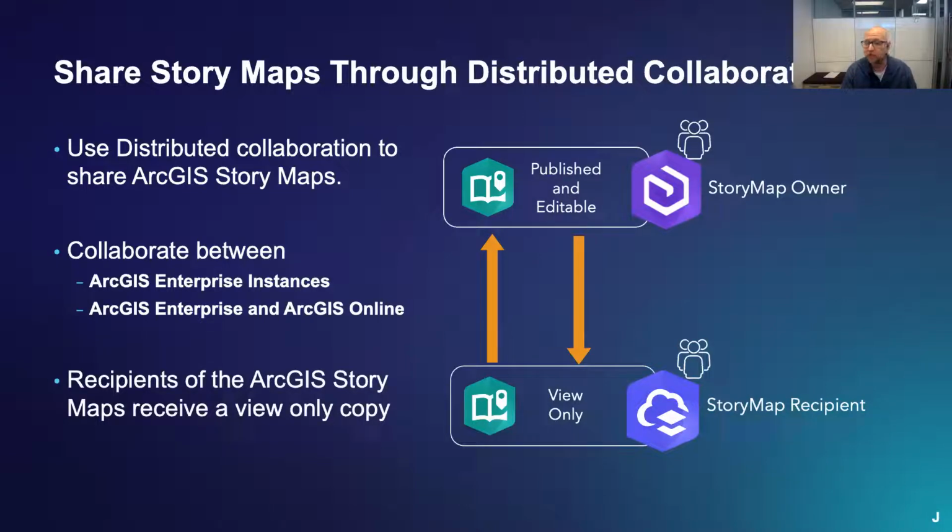So before it can be shared, it needs to be published. And only the organization that owns the story map can edit it. However, any edits will be copied when the collaboration is synchronized. And if people are asking, is this by reference or by copy? It is by copy. The content will be copied up to ArcGIS Online or to the other ArcGIS Enterprise environment. It's just the owner of that story map, or the owner instance, that is the only organization that can actually edit that specific story map.